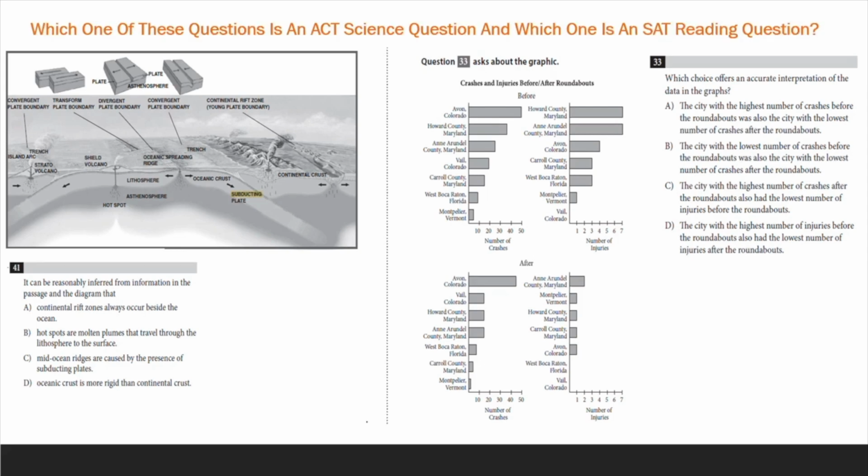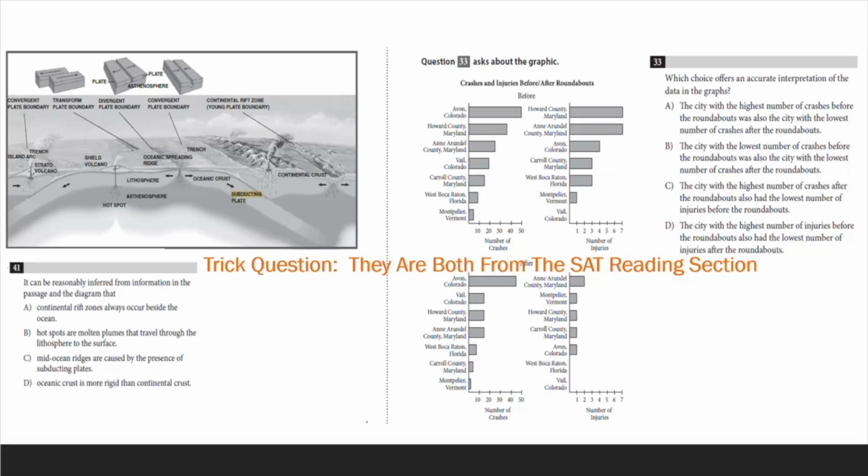Which one of these questions do we think is an ACT science question and which one is an SAT reading question? They are both from the SAT reading section, which just drives home the point that on the SAT, on the reading section, we can see the exact same sort of stuff that we would see on an ACT science section question.